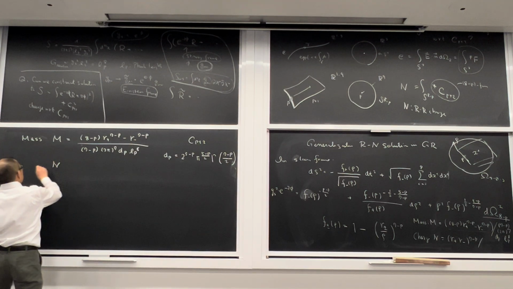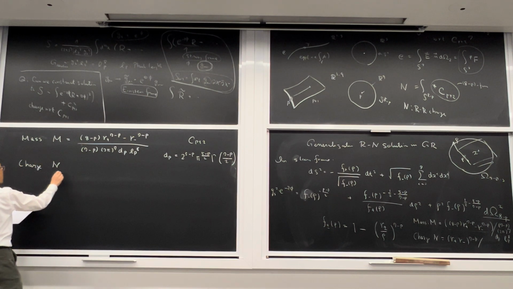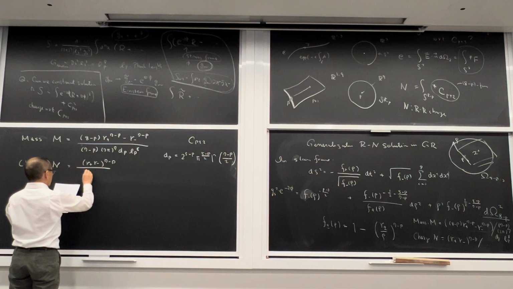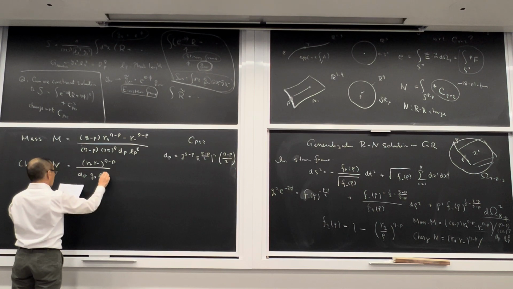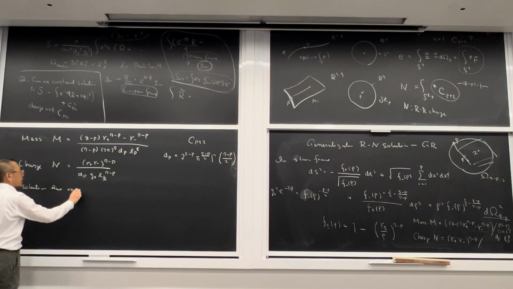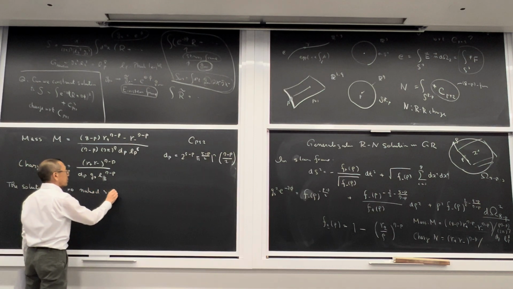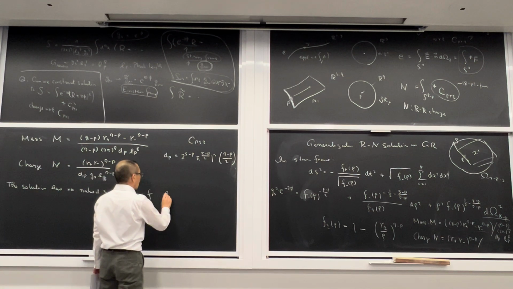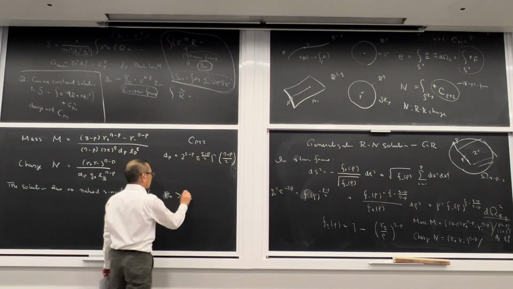And the charge is given by r plus r minus to the 7 minus p divided by d_p, string coupling, and l_p l_s to the 7 minus p. Okay. So the solution has no naked singularity if r plus is greater than r minus.